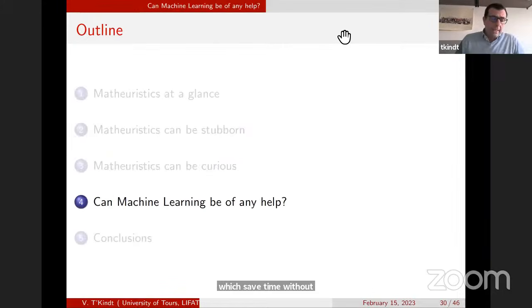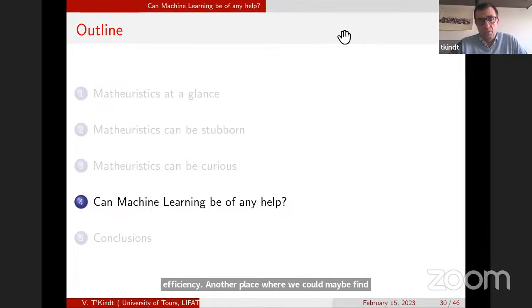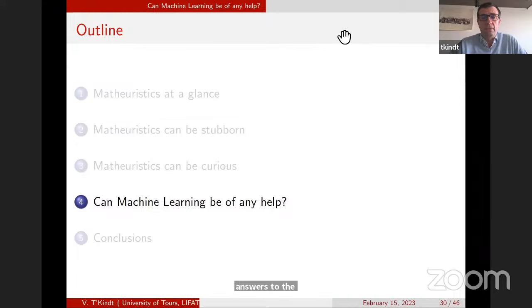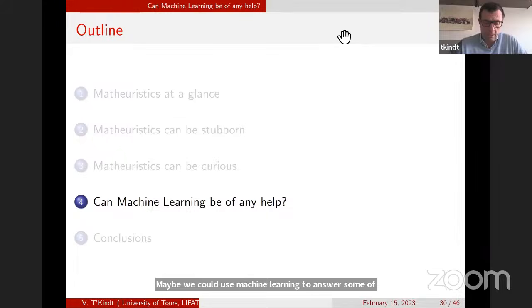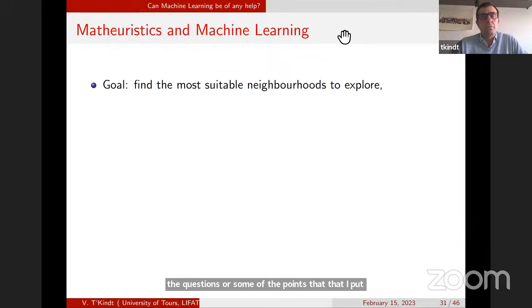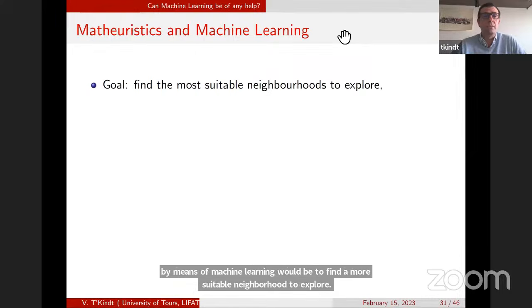Another place where we could maybe find answers to the question of speeding up the Matheuristics is considering machine learning. Maybe we could use machine learning to answer some of the points that I put earlier. Let's see what I have in mind. One possible goal would be to find, by means of machine learning, the most suitable neighborhood to explore from an incumbent solution, ST.